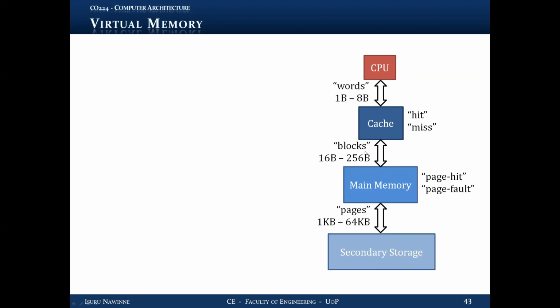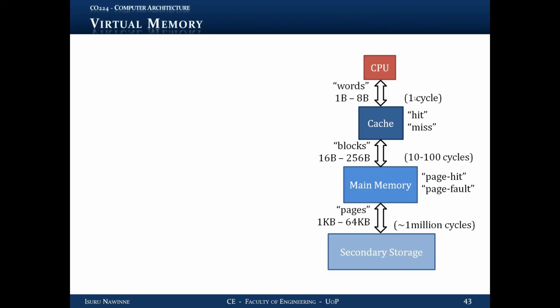So when the cache is looking for a particular block of data, the page containing that block may be present in the memory. In that case, we say it's a page hit. Otherwise, if the page containing that block of data is not in the memory, we say we have a page fault and the missing page needs to be fetched from the secondary storage. So that is very similar to the caching concepts that we learned previously, right?